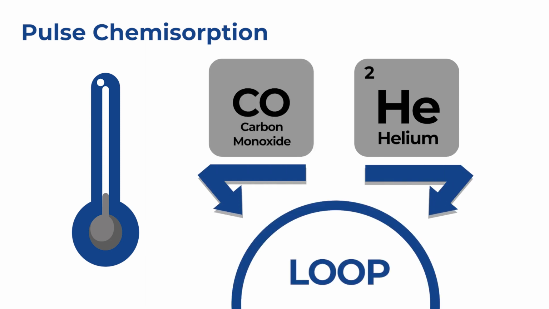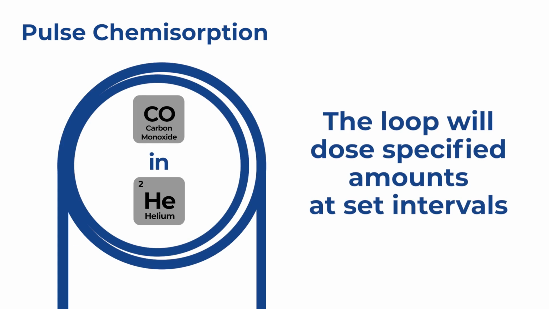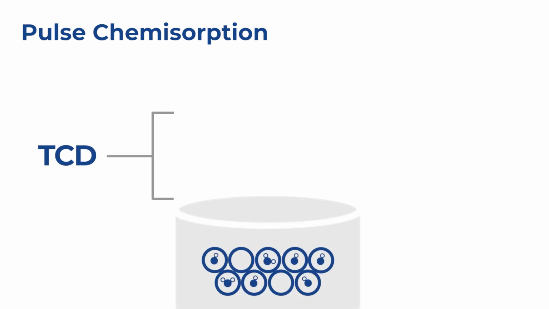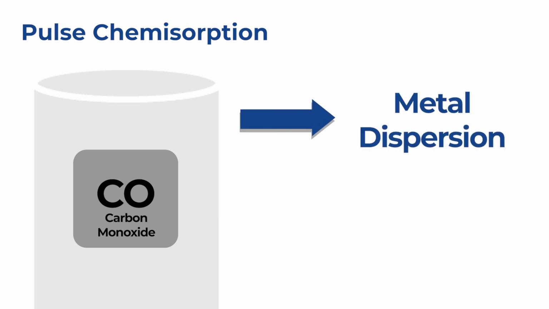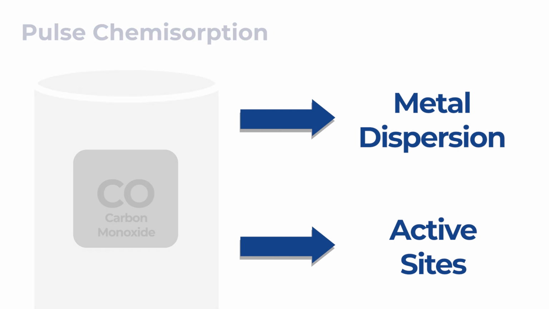Next, a stream of carbon monoxide in helium will be passed through the loop in the 3Flex. At set intervals, the loop will dose to the instrument a set amount of carbon monoxide in helium. The TCD will measure the exhaust from the sample tube. Dosing from the loop will continue until saturation has been reached. You will then be able to accurately quantify the amount of carbon monoxide that was dosed to determine parameters such as metal dispersion and the number of active sites.